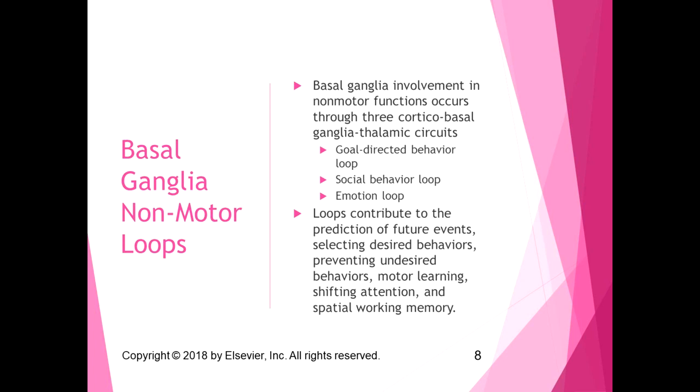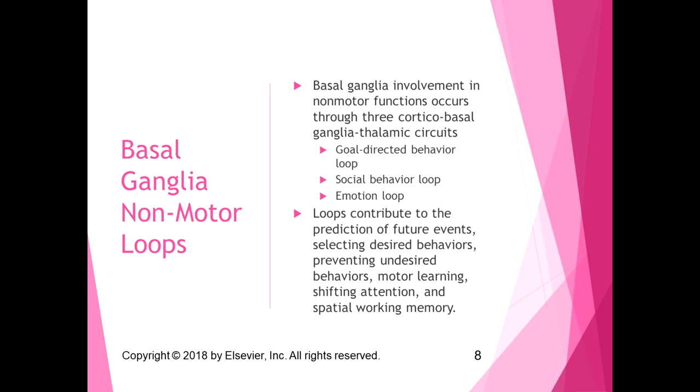So you're coming up to a stoplight, and it's turning yellow, it's about to turn red, and you're looking at the traffic in the area, and the basal ganglia is taking all that information in and predicting what's going to happen if you run that light, what's going to happen if you stop. And it's preventing undesired behavior. So the undesired behavior would probably be running into another car.